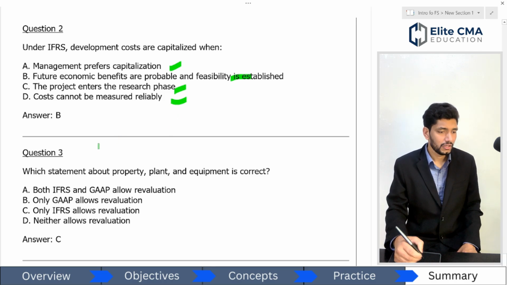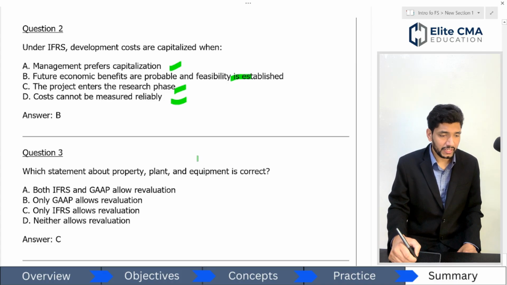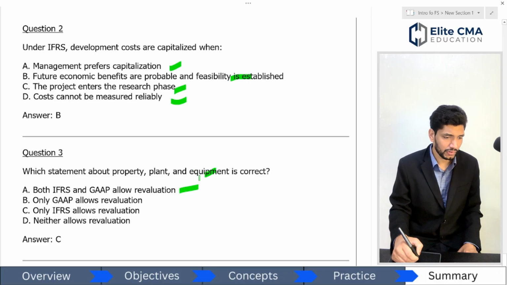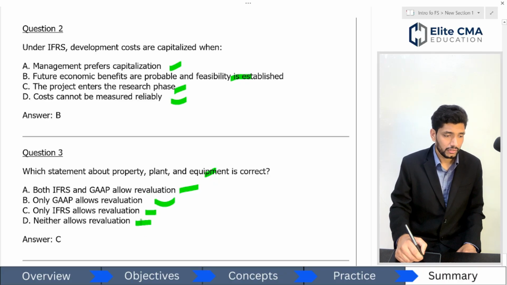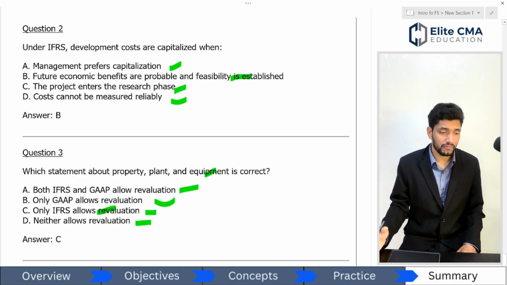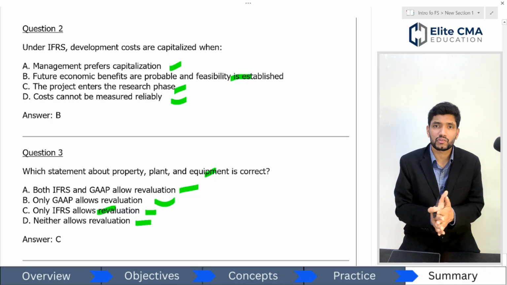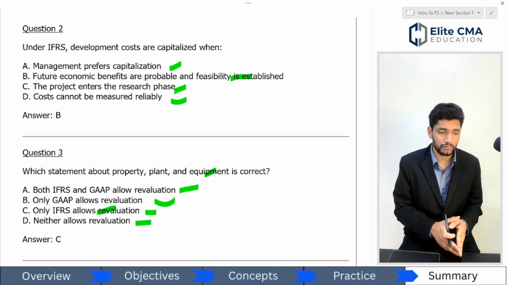Question 3. Which statement about property, plant and equipment is correct? Option A, both IFRS and US GAAP allow revaluation. Option B, only US GAAP allows revaluation. Option C, only IFRS allows revaluation. Option D, neither allows revaluation. Here option C is the correct one. Only IFRS allows revaluation, but US GAAP does not permit revaluation of asset values.